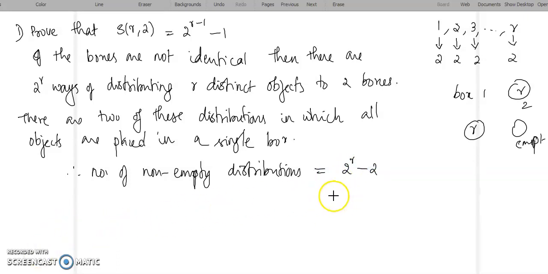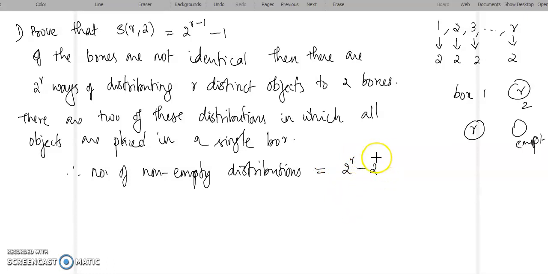And now this is the case where boxes are not identical. So this total 2 raised to r minus 2 is the number of distributions if the boxes are distinct. If the boxes are identical, each distribution is counted twice in this number 2 raised to r minus 2.